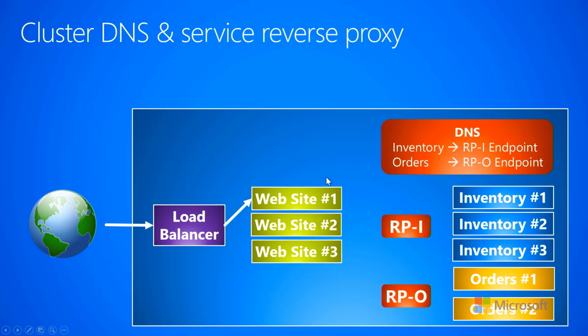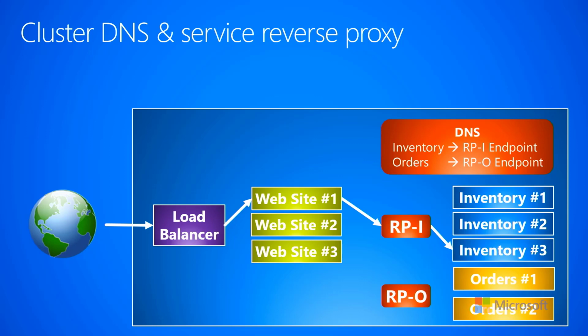Now, after this website hits the DNS service and it gets the endpoint for the inventory reverse proxy, the website then will go and talk to the reverse proxy service. And it's really kind of a load balancer in this case that's then going to pick one of the instances of the inventory service and direct that request to it.